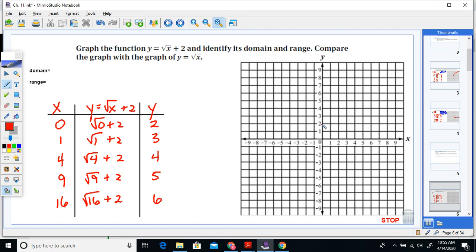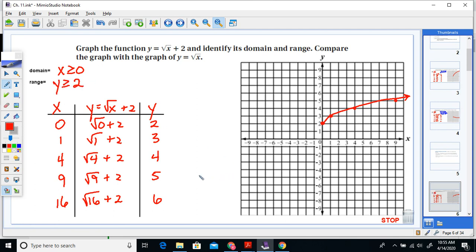So 0, 2; 1, 3; 4, 4; 9, 5, and that's all we're going to be able to fit. There's our points. Draw our curve through there, and there's our graph. Here's the domain. x is greater than or equal to 0. The range, this time the smallest number in the range is 2. And then they get bigger than that. So the range is y is greater than or equal to 2.